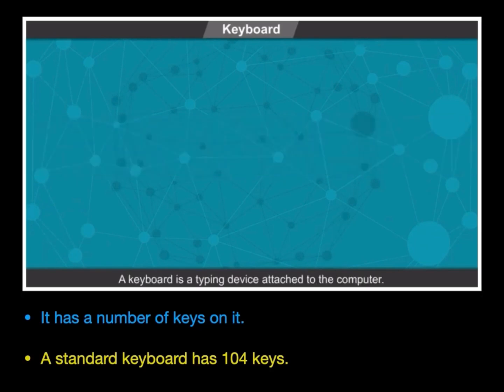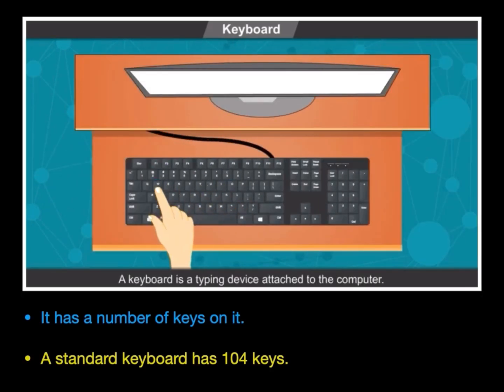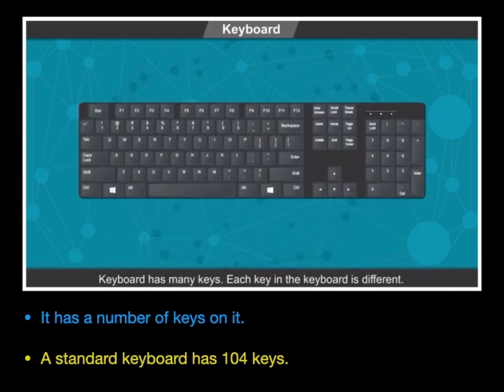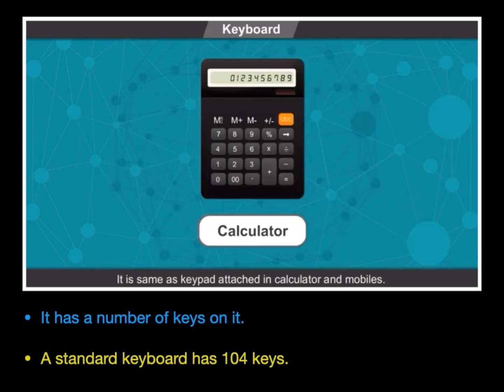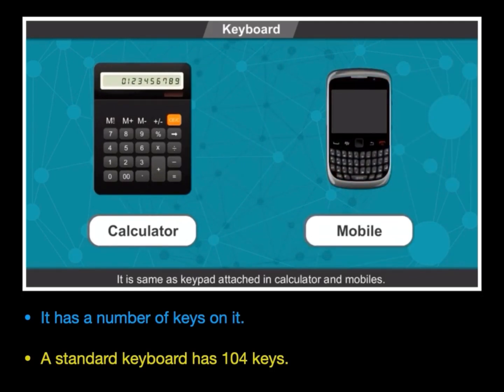A keyboard is a typing device attached to the computer. It has a number of keys on it. Each key in the keyboard is different. We have different keys on our keyboard, like letters, numbers, and many more. It is same as keypad attached in calculator and mobiles. The keypad that we use in mobile phone is quite similar to the keyboard that we use for typing. And a standard keyboard has 104 keys.